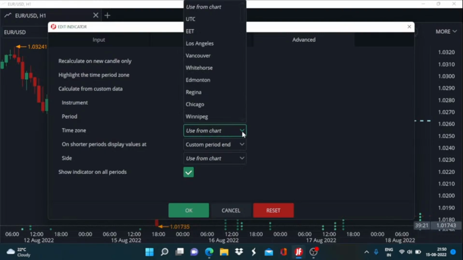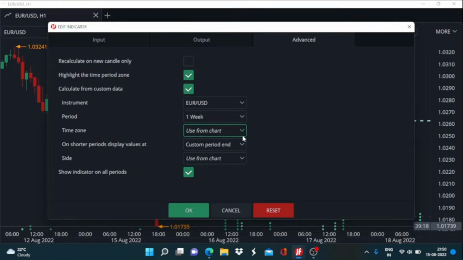Time zone can be used from the chart, or you can specify it, preferably using your local time. On shorter time frames, the values can be shown at the custom period end, custom period start, custom period middle, or on each candle. The spread side can also be specified, ask side or bid side. Generally, there is a spread for all of the instruments available on the platform, so there will be some difference depending on which side of the spread you are on, ask or bid. So minor deviation will be there, and you will get slightly different values for ask and bid.